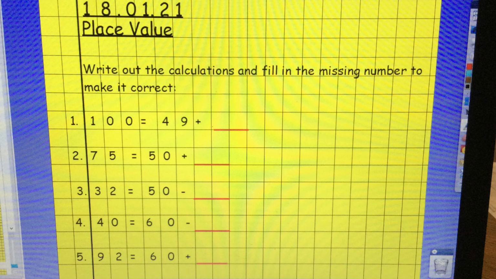So if we look at question number 1 and it says 100 equals 49 plus something, what you could do to find the answer is take away 49 from 100. So bear that in mind. Pause the video now and have a go. When you press play, you will be able to see the answers.